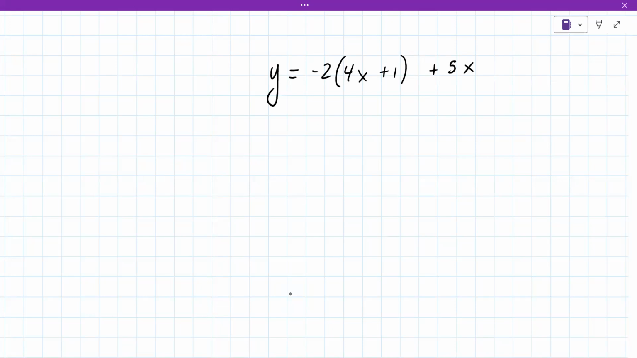Would it be y equals -2 plus 9x? Okay, so we've got to distribute the -2 into both of these. What is -2 times 4x? -8x. Good. And then -2 times +1. Would it be +2? Or -2 times +1 becomes what? You're multiplying it.